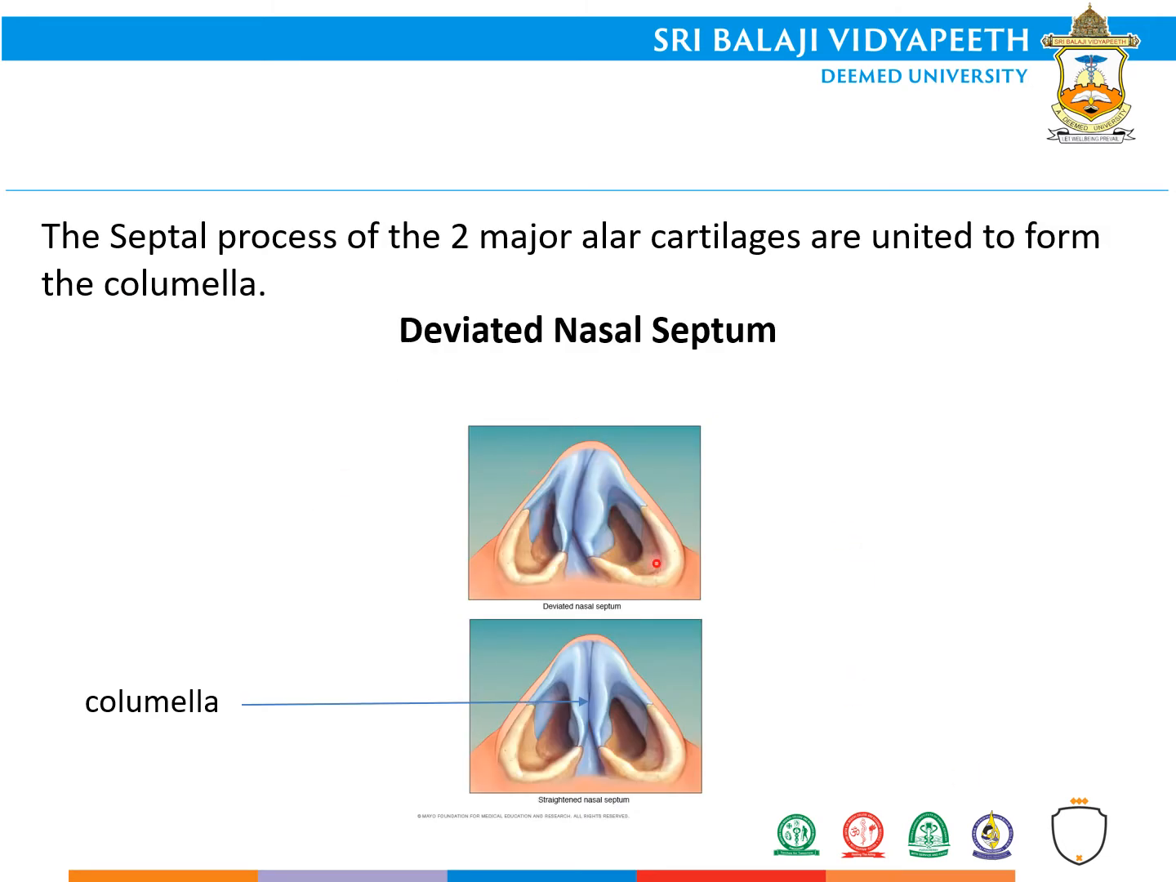Now, as I just told you, the nasal cavity is pyramidal in shape, right? So these are two pyramidal structures here, and this is the nasal septum. The septal processes of the two alar cartilages are united to form a structure called the columella, right? This is the mobile part of the nasal septum. And sometimes the nasal septum is deviated to one side, and it can cause sinusitis, it can cause repeated infections, or it can cause breathing difficulties, right? So if it is affecting one's health, then it has to be corrected by septoplasty.